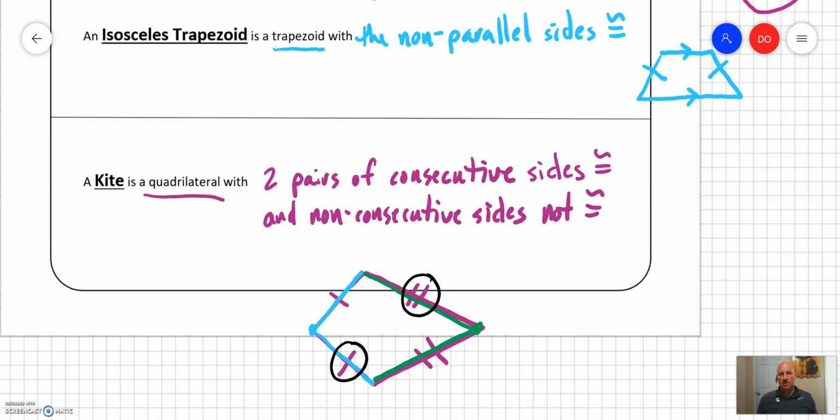So make sure these terms are well memorized. Make sure the definitions are in your brain. That way you can apply them down the road. You will see these quadrilaterals several times in the future.